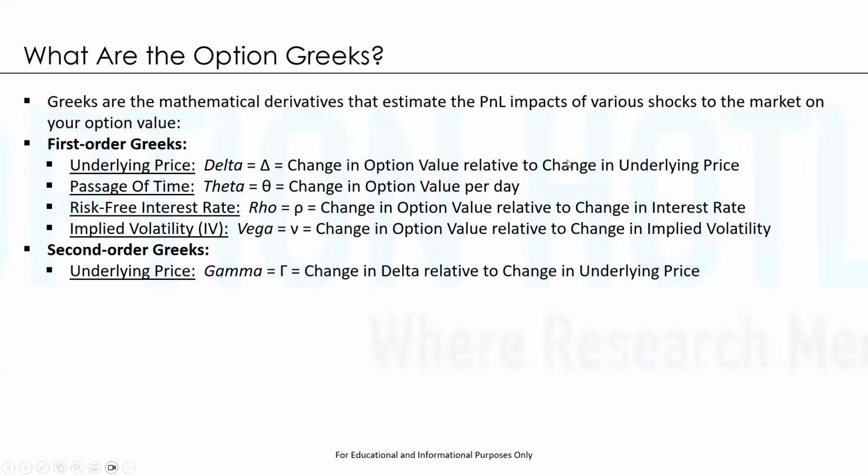So what are the option Greeks associated with all of these inputs that we've got to the marketplace? Well, the option Greeks are the mathematical derivatives that estimate the P&L, the profit and loss impacts of various shocks to the market on your option value. All right, these are the things that change the value of your option directly. The underlying price movement is delta. That's what we're focusing on today. That is the change in the option value relative to the change in an underlying price.